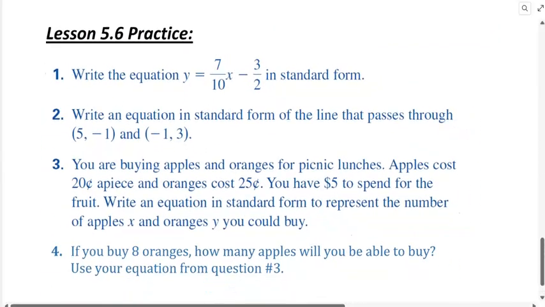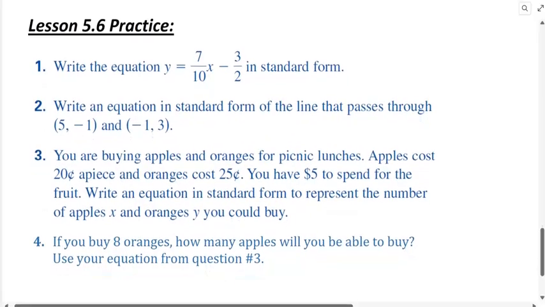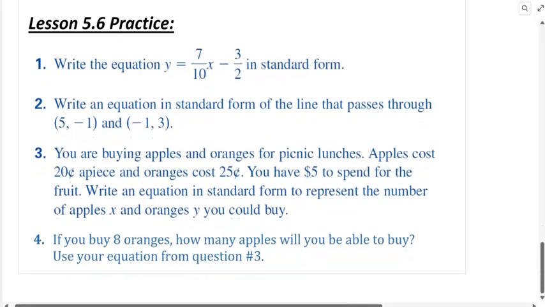All right, that's it, folks. Here are your practice problems for today. You can stop the video here, or you can go back to the slide where you found this and click on practice work, and it'll bring it up.